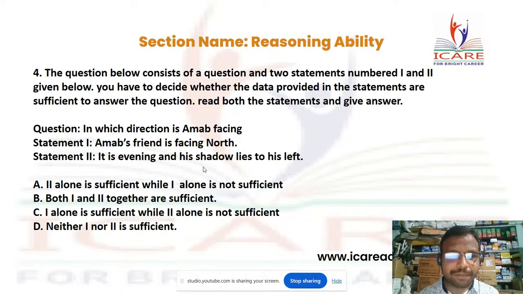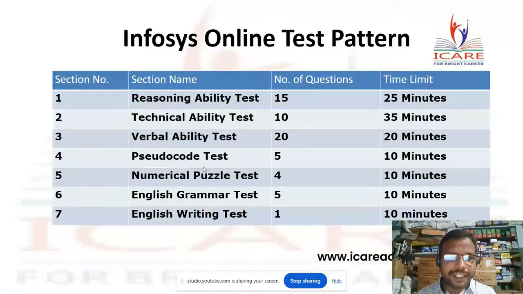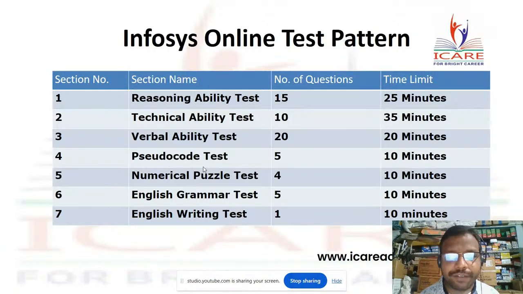So these are some sample questions related to the reasoning ability. We can focus particularly on this section in another video. And the second section is the technical ability test. So don't think, sir, technical ability means C programming or Java or whatever. The technical ability test section contains the mathematical ability questions. In our point of view, quantitative ability.